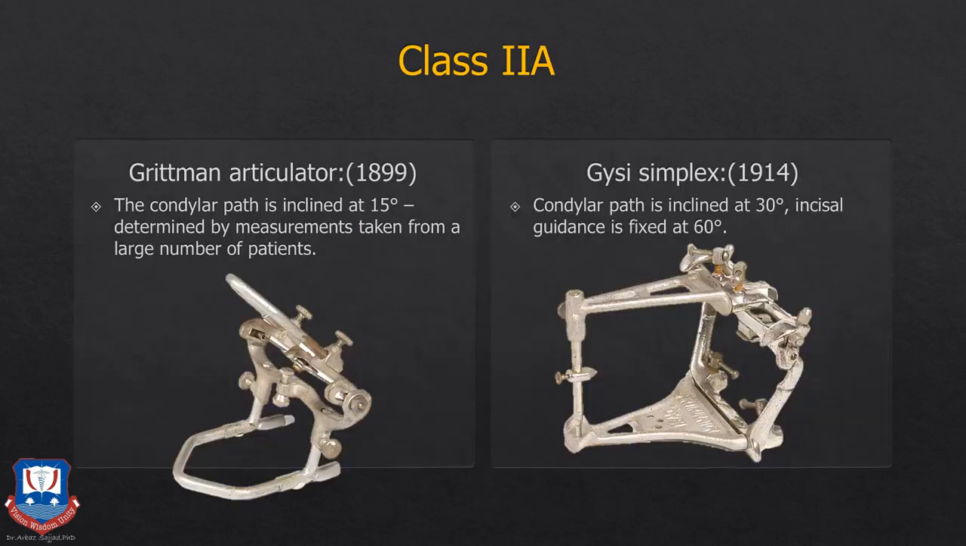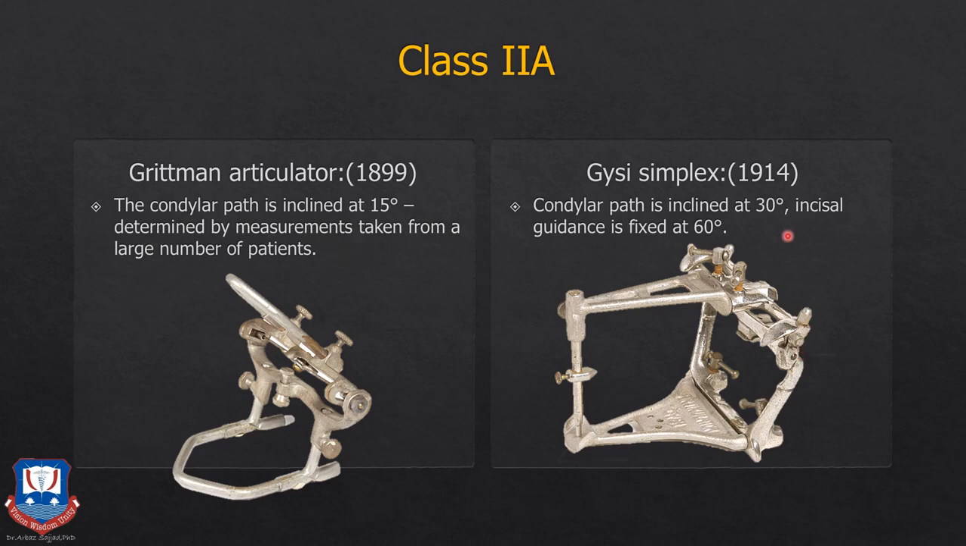So let us see what class 2A is. Class 2A examples are, one is a Gritman articulator from 1899. So this is a Gritman articulator and this is a Gysi Simplex articulator. So basically these class 2A articulators, the condylar and the incisal elements or the paths are determined by arbitrary values. In the Gritman articulator, the condylar path is inclined at 15 degrees. This is generally taken from a large measurement of the population.